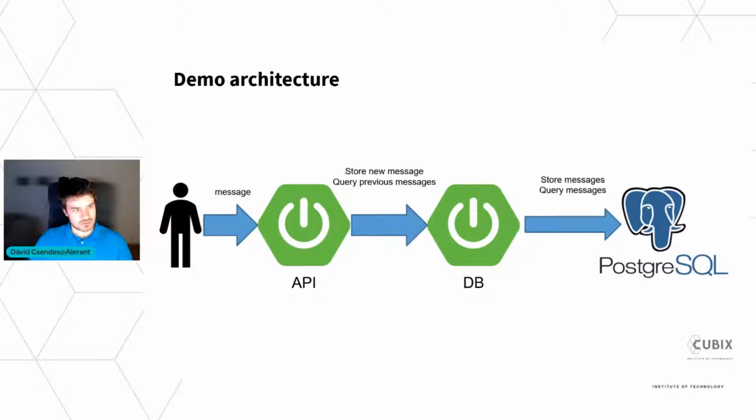What we're going to do is, I'm the little person, I will send in a message to a Spring Boot application, an API application, I will refer to that like that, that will simply call to another application, a DB application, to store this message and query the previous 5 messages. The DB application handles this storage, so it is connected to a PostgreSQL instance. From there, it queries the messages, and also it stores the messages there.